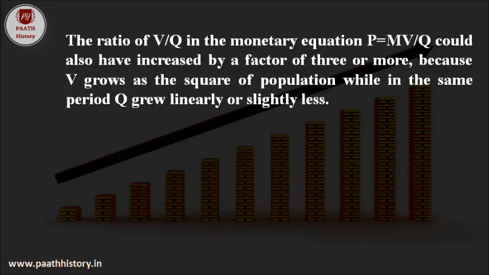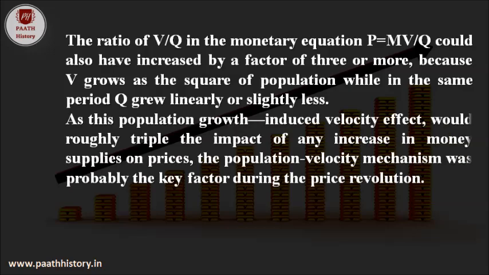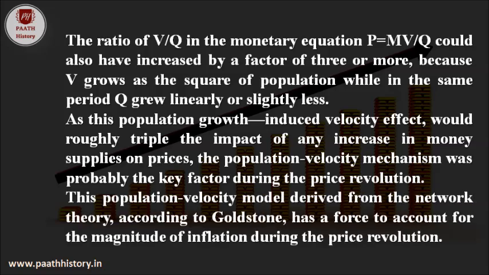The ratio of V by Q in the monetary equation P equal to MV by Q could also have increased by a factor of 3 or more because V grows as the square of population, while in the same period Q grew linearly or slightly less. As this population growth induced velocity effect would roughly triple the impact of any increase in money supplies on prices, the population velocity mechanism was probably the key factor during the price revolution. This population velocity model, derived from the network theory according to Goldstone, has a force to account for the magnitude of inflation during the price revolution.